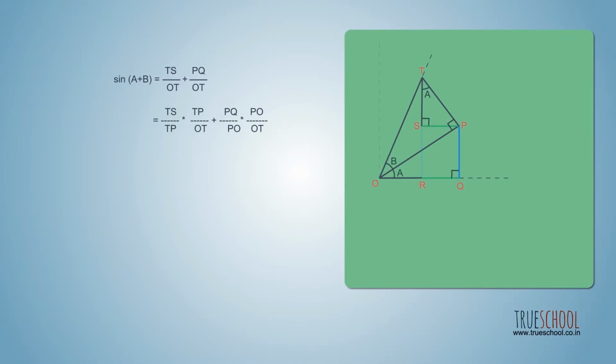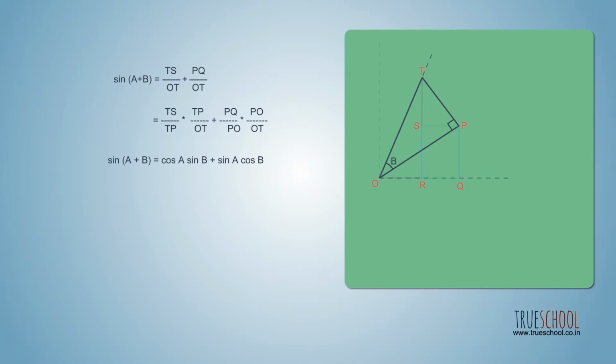Take some time to look at this expression and try to relate it with these three triangles. You might have realized that the term TS upon TP is cos A, and TP upon OT is sine B, and PQ upon OP is nothing but sine A, and OP upon OT is cos B. This is the expression for sine A plus B.